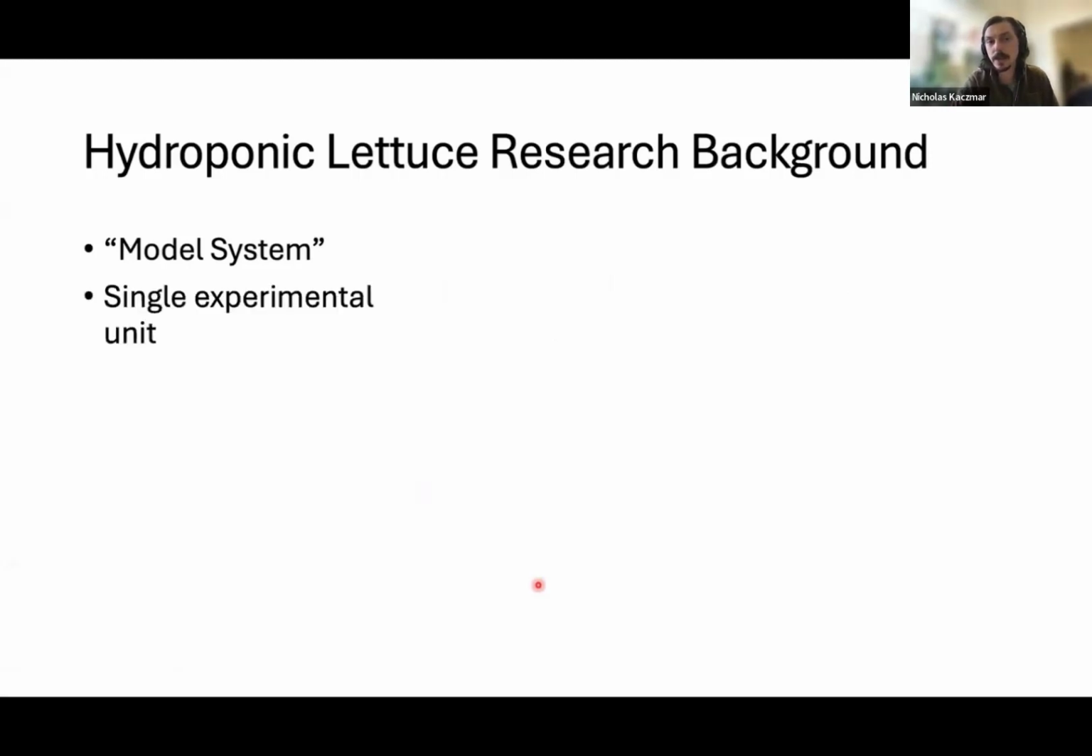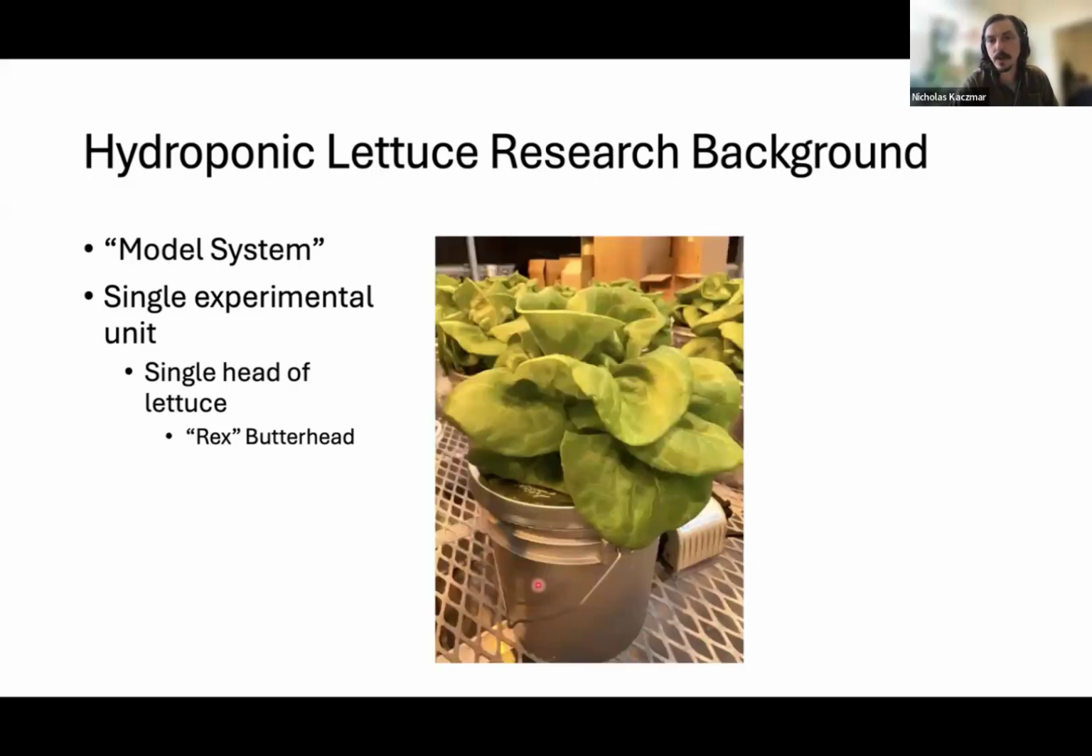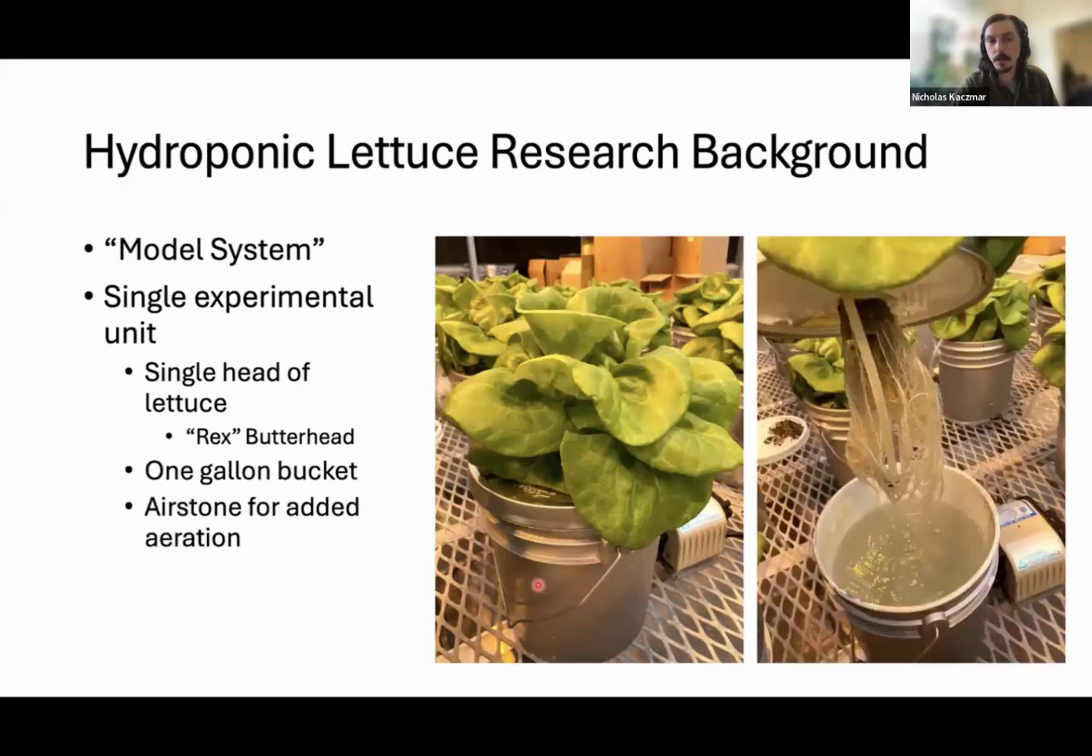And then we can also look at it in terms of a single experimental unit, looking at different nutritional, lighting, as well as biostimulant factors. So typically what we'll do is a single head of lettuce, such as Rex, which I consider our model species, within a single 1 gallon bucket. And then we add in an air stone for added aeration.